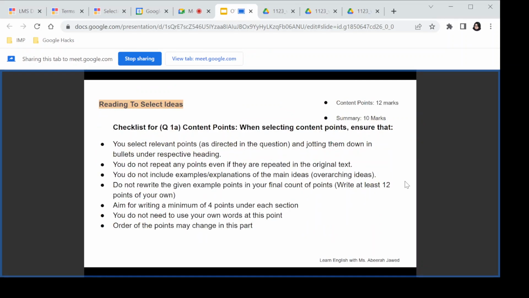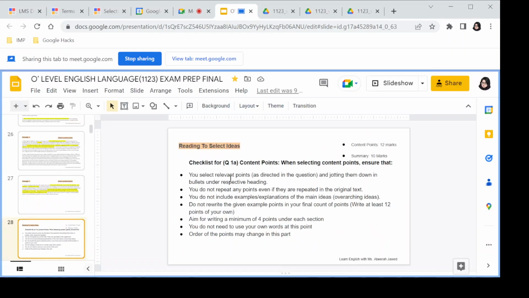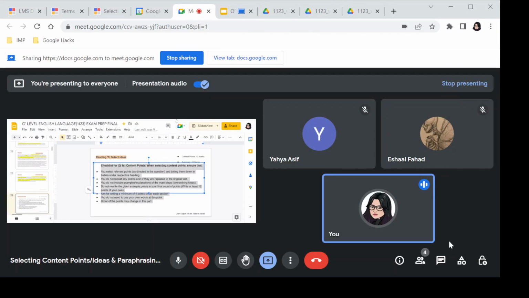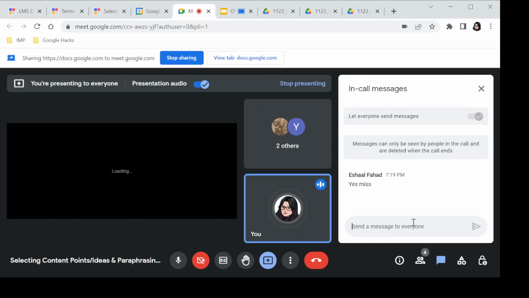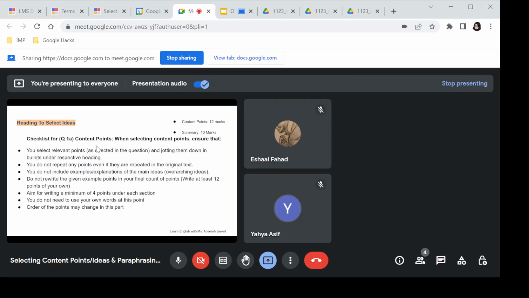So first of all, guys, I think this is something that you need to take a look at. I'm sharing it with you. Just a second. When selecting the content points, this is what you need to keep in mind. I'm sharing it in the chat box. It's kind of a checklist that you'd also find in the link I have shared with you.